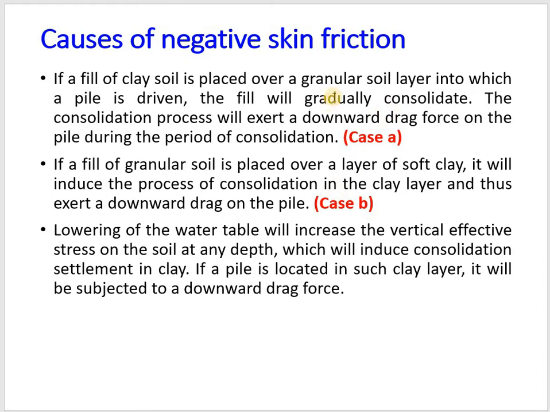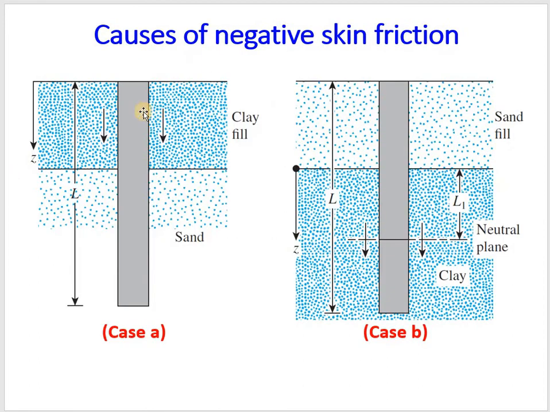So these are the three situations where negative skin friction can occur. Here it is best understood with a figure. You can see two cases, case A and case B. In case A, you have a clay fill over a sand, and that can lead to negative skin friction, and vice versa. That is, if you have sand fill over a clay layer, that can also lead to a downward drag.